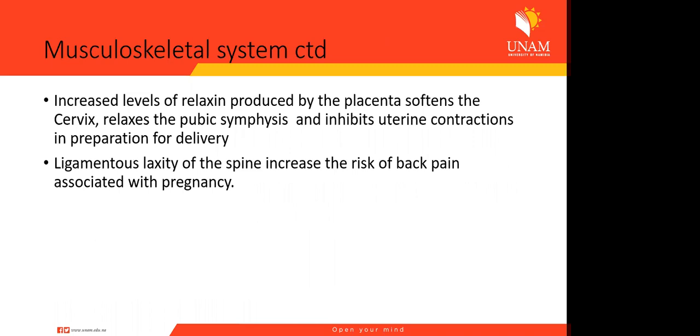Increased levels of relaxin produced by the placenta soften the cervix, preparing for delivery, relax the pubic symphysis, and inhibit uterine contractions in preparation for delivery. All right, ligamentous laxity of the spine, which I mentioned before, increases the risk of back pain associated with pregnancy.